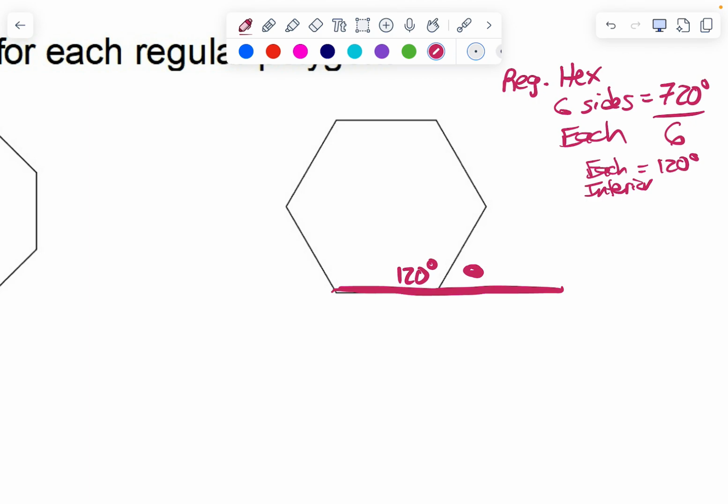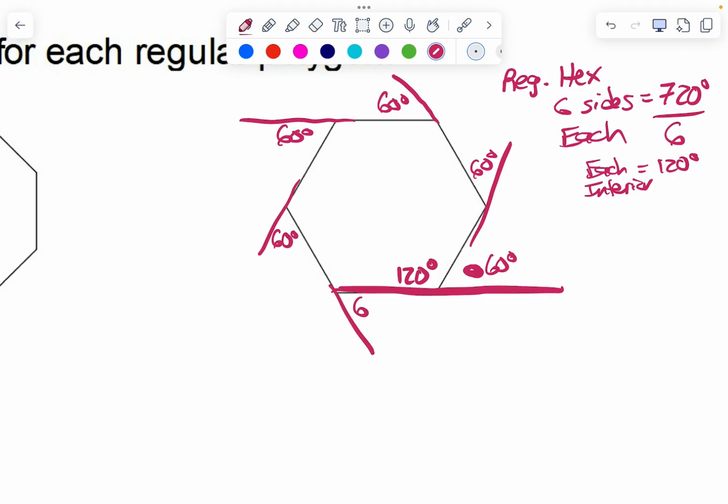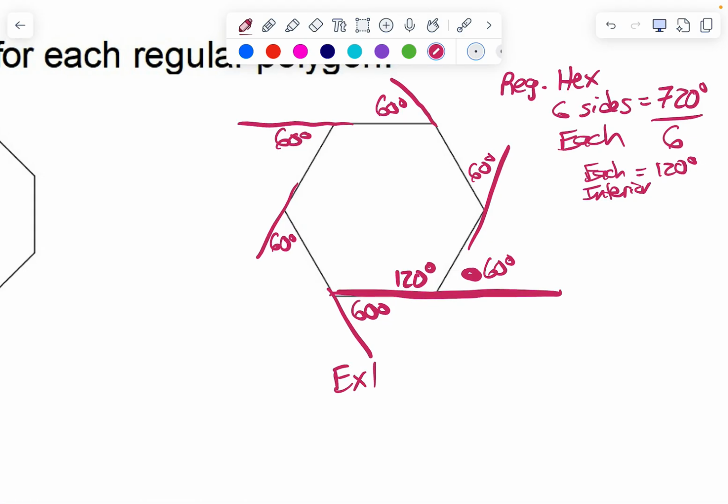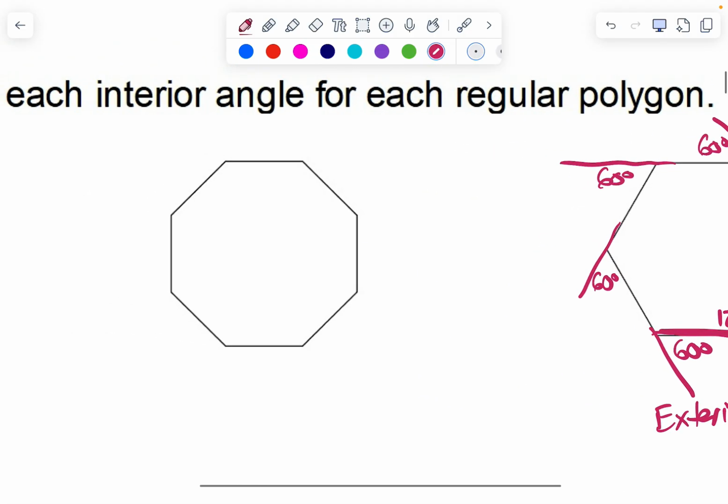How many degrees is this exterior angle? 60. Okay. How many degrees is this one? 60. This one? 60. Okay. And one more. So how many degrees are there total in the exterior angles of this hexagon? Six times 60, right?